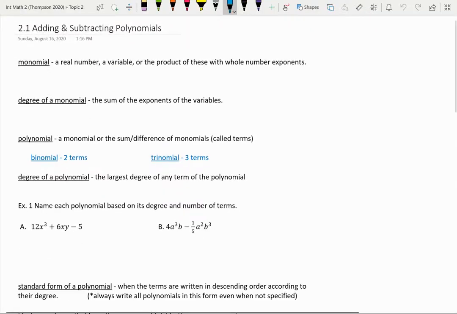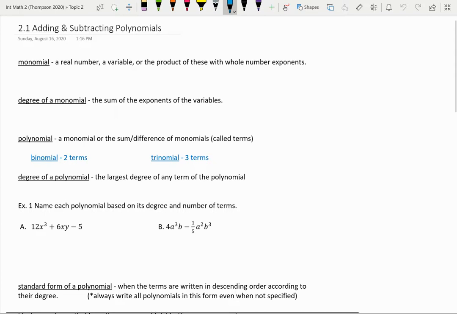Hello, these are the 2.1 notes for adding and subtracting polynomials. A lot of definitions are in this section, as they normally are in the first section of every new topic. So we're going to read through some definitions and I'll do my best to explain them to you as we go. The first is for a monomial.